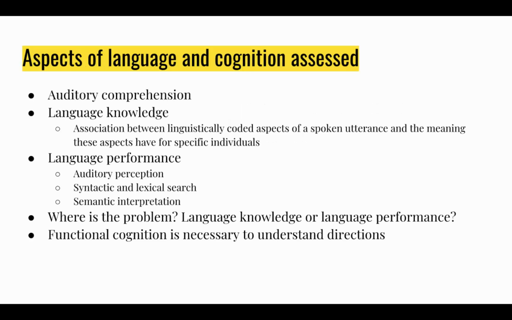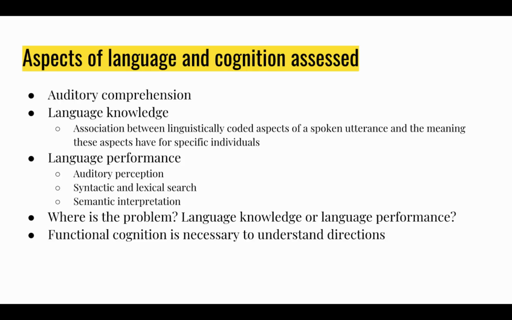The aspects of language and cognition assessed are auditory comprehension, language knowledge, which is the association between linguistically coded aspects of a spoken utterance and the meaning of these aspects to that specific individual, and also language performance, which is auditory perception, syntactic and lexical search, and semantic interpretation.